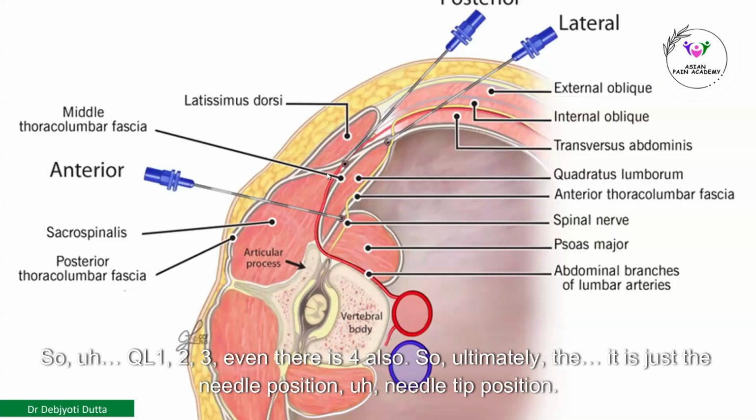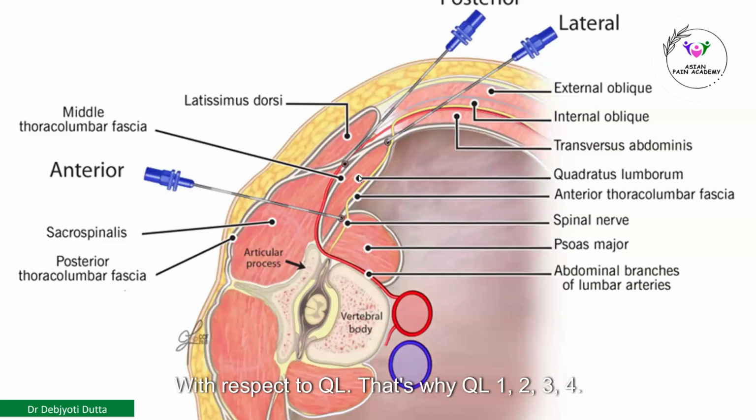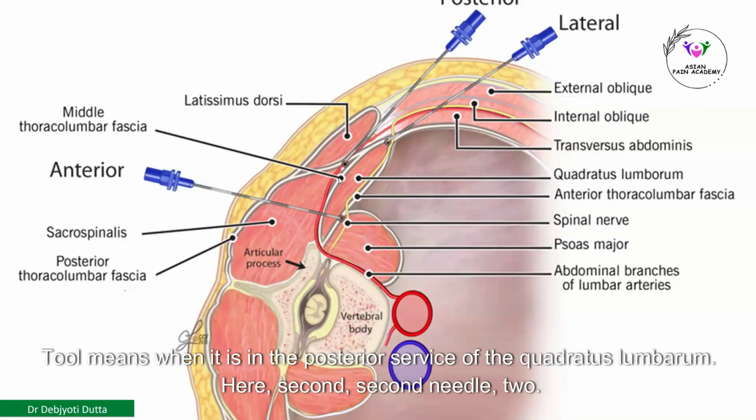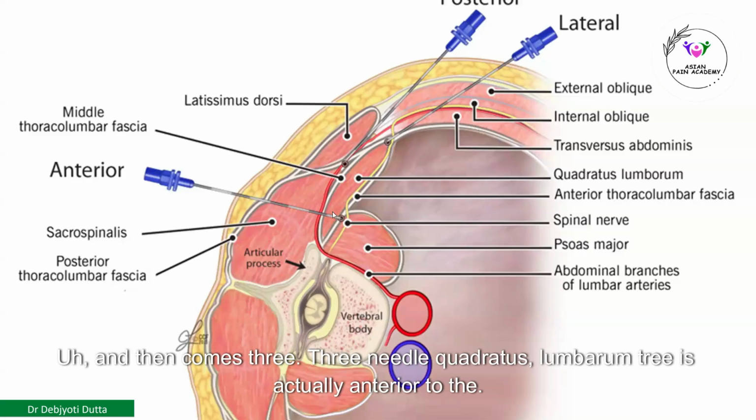QL 1, 2, 3, even there is 4 also. Ultimately, it is just the needle tip position with respect to QL. That's why QL 1, 2, 3, 4. QL 1 means the anterolateral margin of the quadratus lumborum. QL 2 means the posterior surface of the quadratus lumborum. And QL 3 is anterior to the quadratus lumborum muscle.